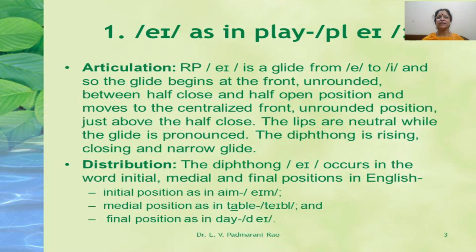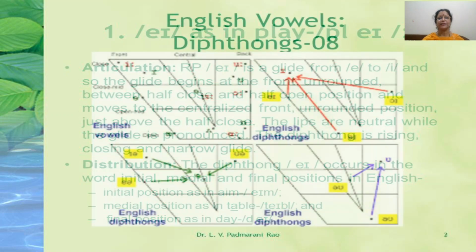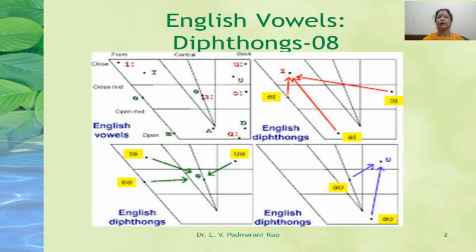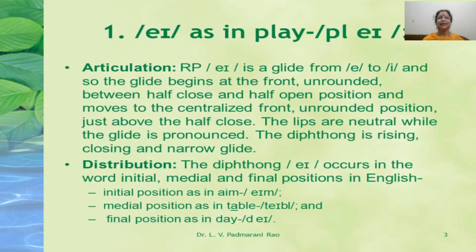Now I am not using the diagram here because the diagram is already explained, and I'll be using the diagram only at the end to summarize our discussions. Next is the diphthong A-E, which begins with A and ends with E.